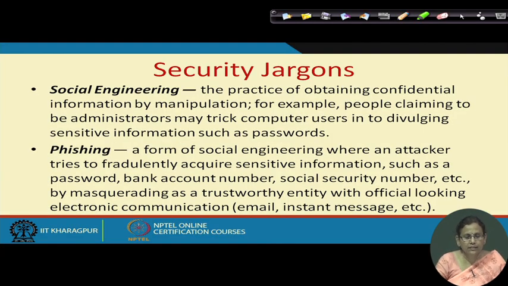Then another associated term is called social engineering. It is the practice of obtaining confidential information by manipulation. For example, people claiming to be an administrator may trick the computer user into divulging sensitive information such as passwords. Then another related term is phishing. It is a form of social engineering where an attacker tries to fraudulently acquire sensitive information such as a password, bank account number, social security number, etc., by behaving as a trustworthy official entity.